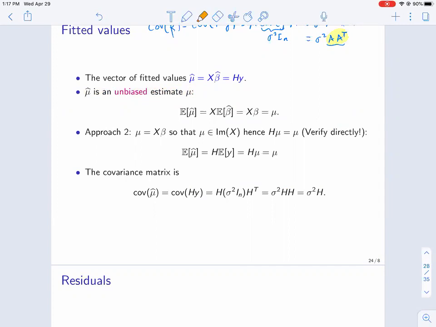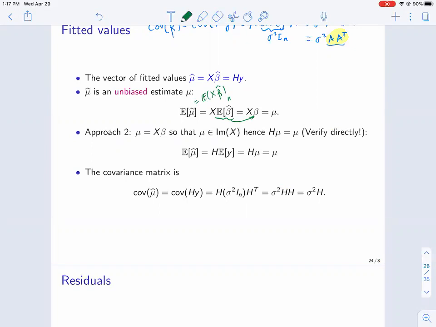So if I plug this in here, the expectation of mu hat is equal to the expectation of X beta hat. I can pull out X, I get this next expression by that lemma. And then the expectation of beta hat is just beta. That's what we just showed. And X beta is just mu. Okay, this proves that the expectation of mu hat is mu.